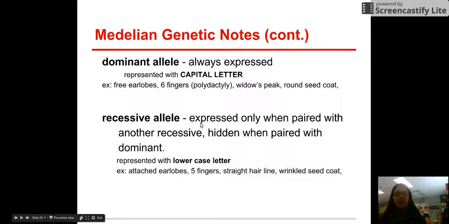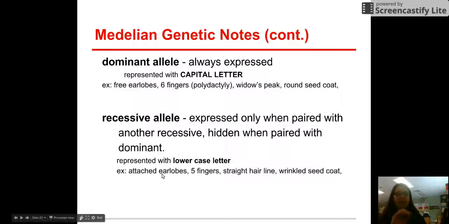Recessive alleles. Recessive alleles always lose to the dominant allele. They always do. The dominant allele always bullies them. The only way that you're actually going to see them physically is if there's no dominant allele to bully them. Okay, so you got to have 2 lowercases to see a recessive allele. That's the lowercase letter.